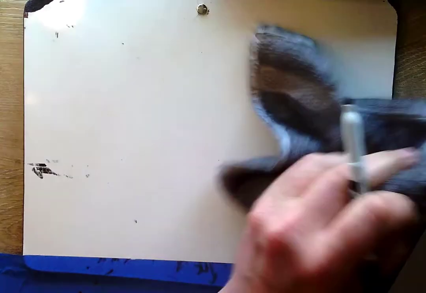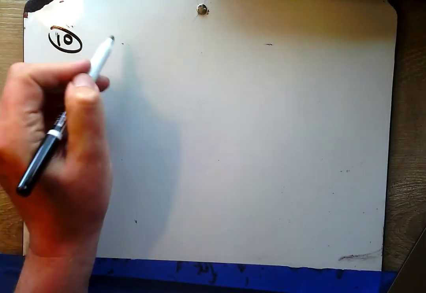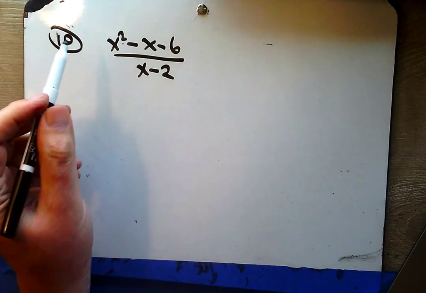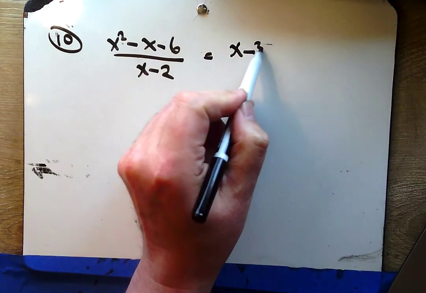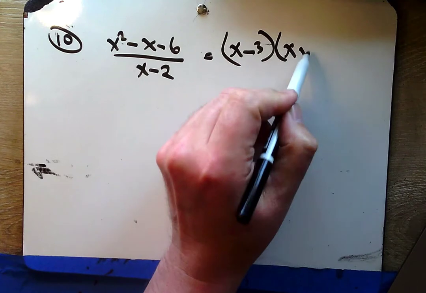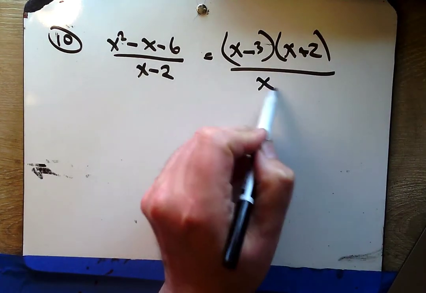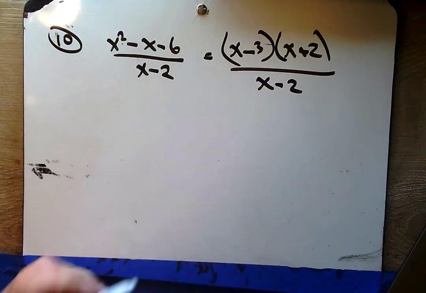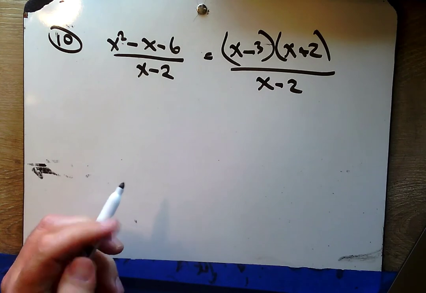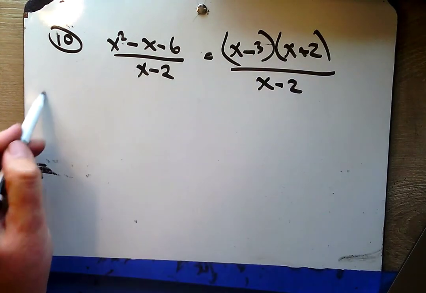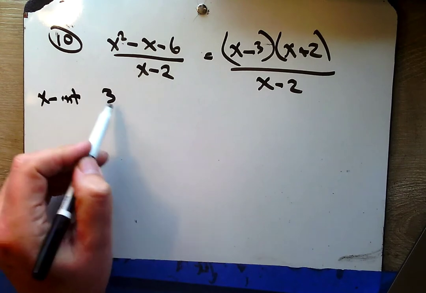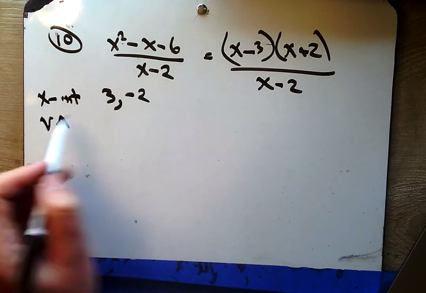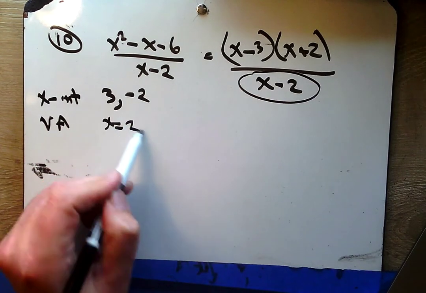Okay, 10. Ooh, 10, we have to do some factoring. X squared minus x minus 6 over x minus 2. Okay, so that's going to be x minus 3, x plus 2, over x minus 2. All right, I thought maybe this would be a hole, but these aren't the same factors, so we're not going to be doing that canceling there. We do have two x-intercepts. One of them is at 3, the other at negative 2. We have a vertical asymptote at x equals 2.